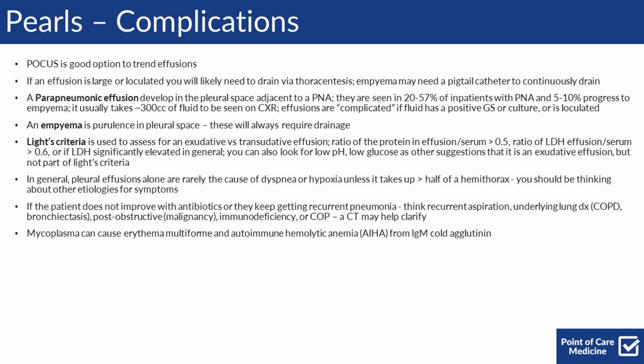Light's criteria is used to assess for an exudative versus a transudative effusion. The ratio of the protein in an effusion to the protein in the serum greater than 0.5, or the ratio of LDH in the effusion to the LDH in the serum of greater than 0.6 is considered to be diagnostic for an exudative effusion. You can also look for low pH, low glucose as other suggestions that this is an exudative effusion, but those are not formally part of Light's criteria.